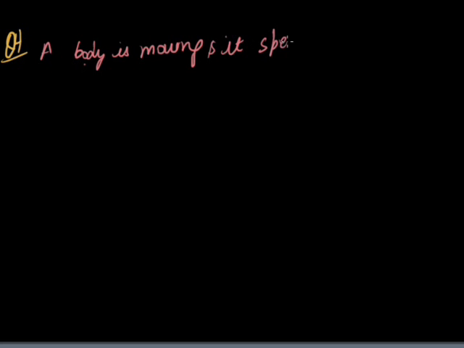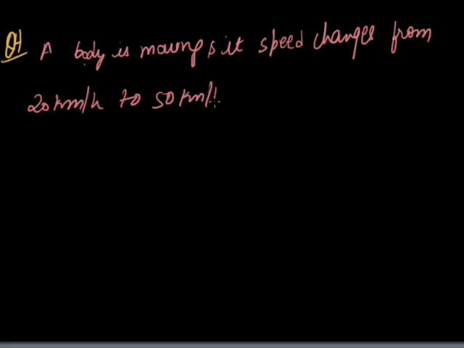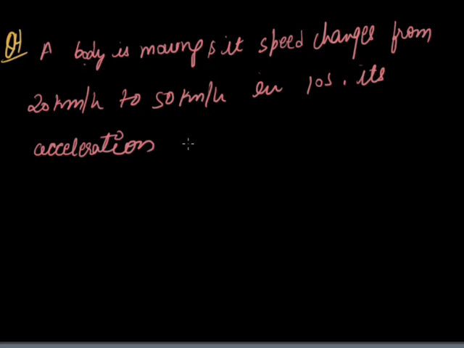Now we will see one more problem. In this problem it is given to us that a body is moving and its speed changes from 20 km per hour to 50 km per hour in 10 seconds. We have to find its acceleration. So the speed changes from 20 to 50 km per hour in 10 seconds according to the given information.